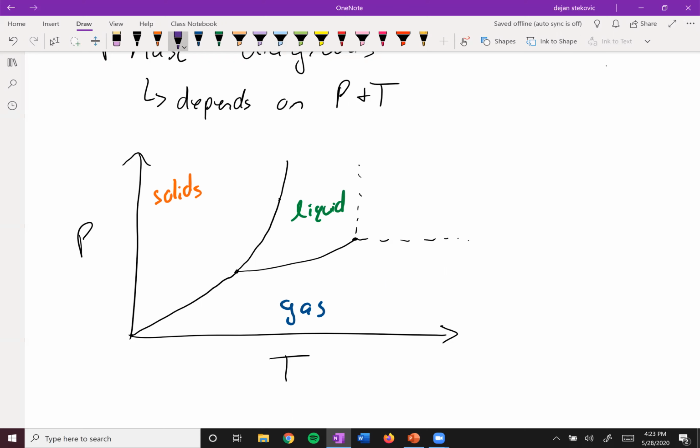This point right here, this intersection of these three phases, is called the triple point. And this is where a gas, solid, and liquid coexist. So you have all three phases at once.